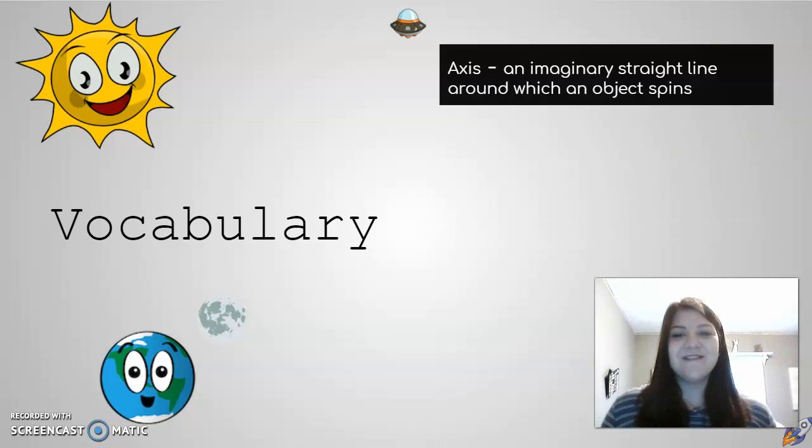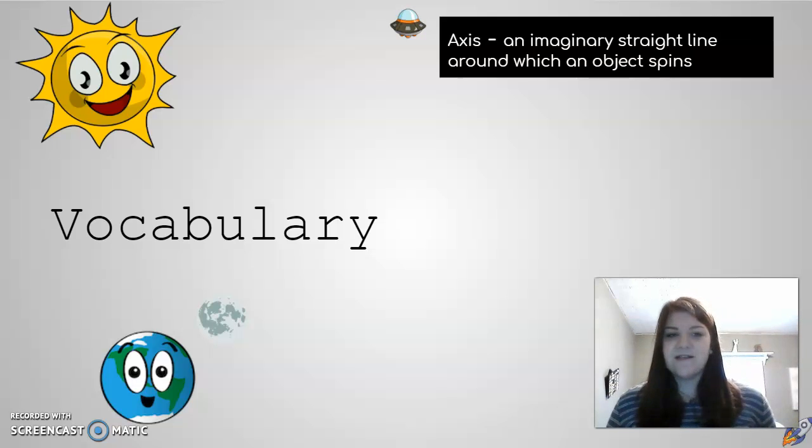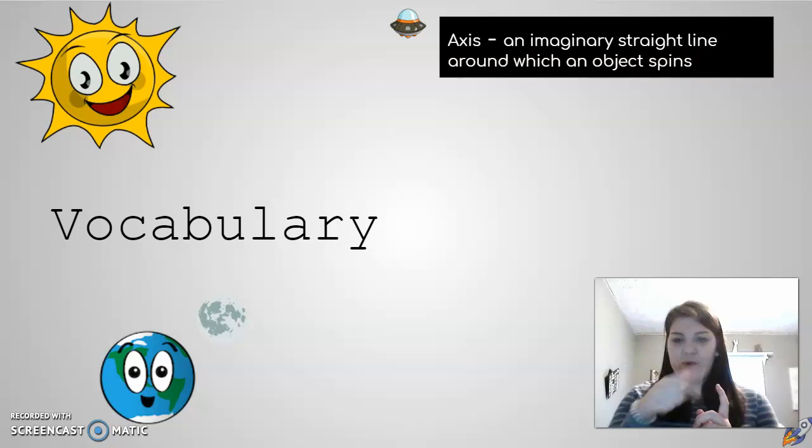So the vocabulary for today's lesson, we're going to talk about space stuff. All right, so the first vocabulary word is going to be axis. So an axis is an imaginary straight line around which an object spins. So when you think about an axis, the easiest way to think about it is, think about the Earth and how the Earth spins. Well, it's like it's sitting on something, and it's spinning around that one thing, and it's like rotating around that one thing.